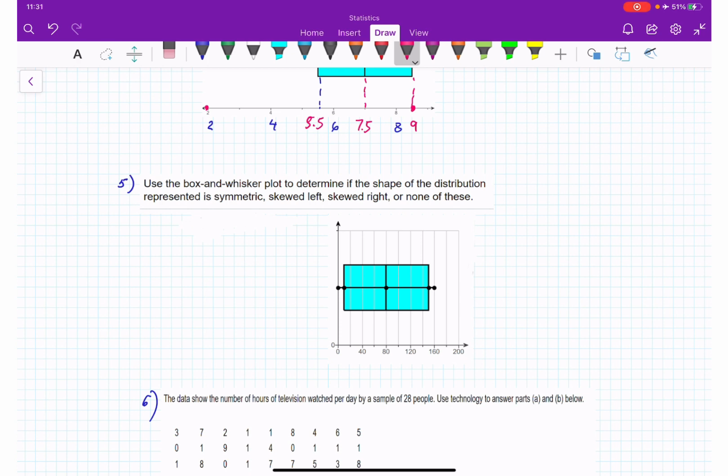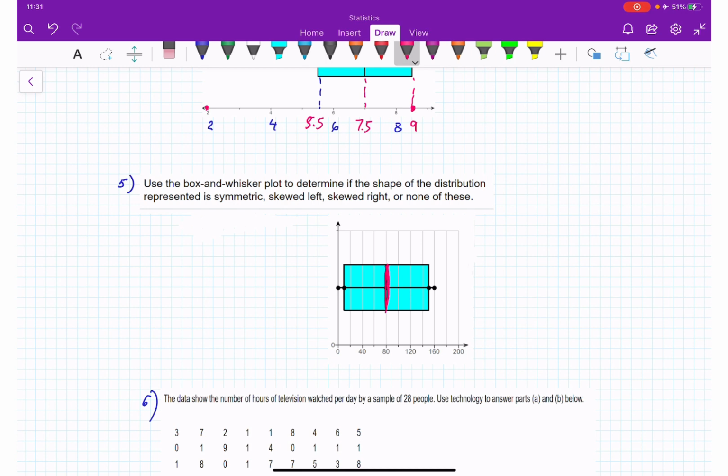So looking at the box whisker plot, we need to determine the shape. Is it skewed to the right or left, or is it symmetric? From what I see, it is symmetric because this Q2, which is 80, is going right in the middle.